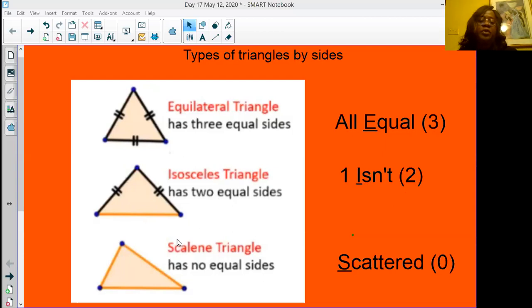And finally, we have a scalene triangle. Notice there are no tick marks on any of the sides, so none of the sides are congruent. I call this one my scattered triangle, scalene. That means there are 0 sides that are congruent. So let's recap. Equilateral triangles have all three sides congruent. Isosceles triangles have two sides, one isn't. And scalene has 0 sides that are congruent.